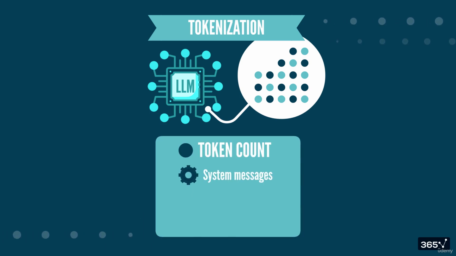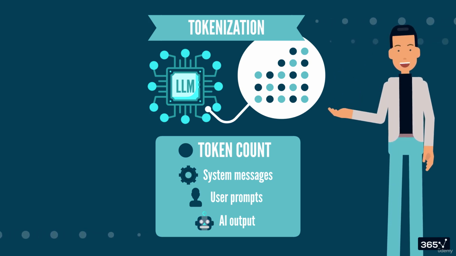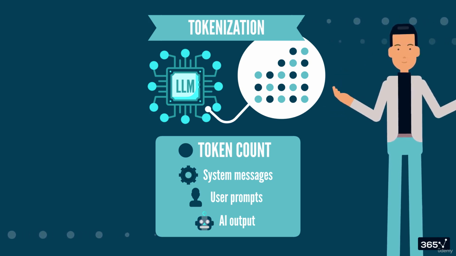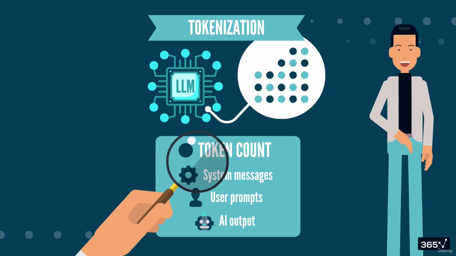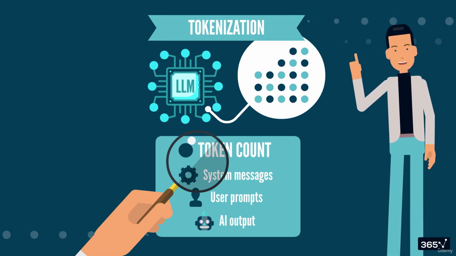Each piece of text the model processes, including user prompts and model outputs, contributes to the overall token count. This token count is a vital metric, and it's crucial to be monitored closely in order to effectively manage and optimize the financial side of implementing LLMs in your project.